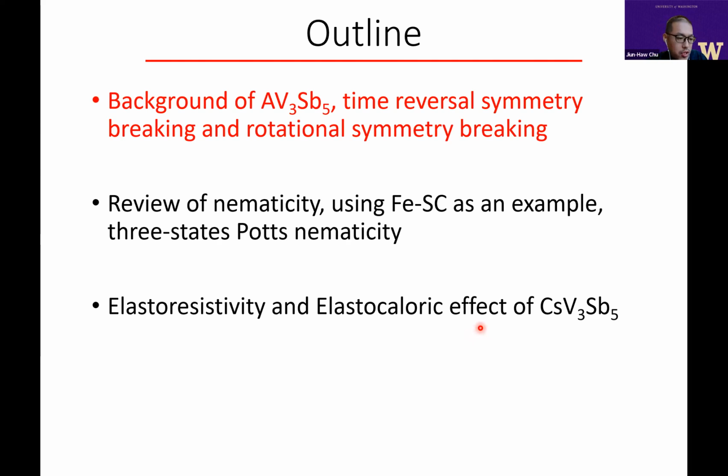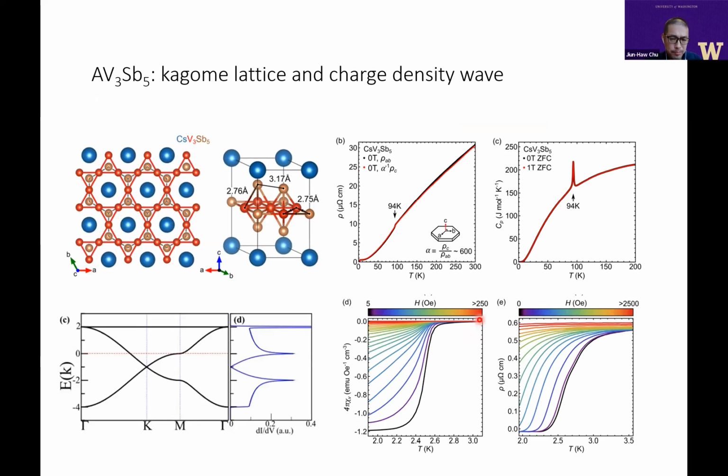So let's start with the background of these materials. In this compound, cesium vanadium-3 antimony-5, or the potassium or rubidium versions, the main platform for electronic activity is the vanadium layer, which forms a kagome lattice. As all of you know, this kagome lattice supports an electronic structure with a lot of interesting features, for example flat bands, van Hove singularities and Dirac points.